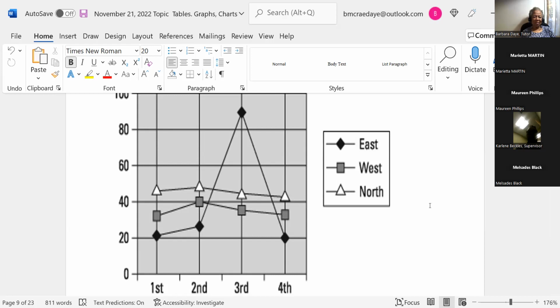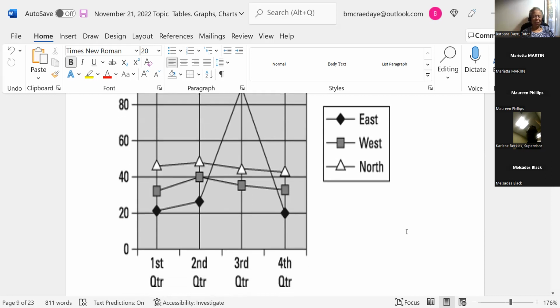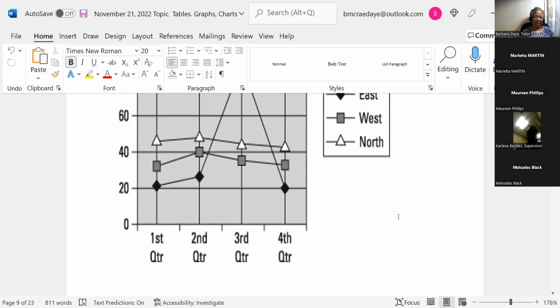Wait a minute. The number 20 have the same number. Okay, so you have 20 in what quarter? First, and the other quarter? Fourth quarter. And what region is that? East. That's it. You got it. See, I tell you, you knew it. The diamond is east, and it had 20 in the first quarter and 20 in the fourth quarter. Marietta, you got it right. I knew you could understand it.